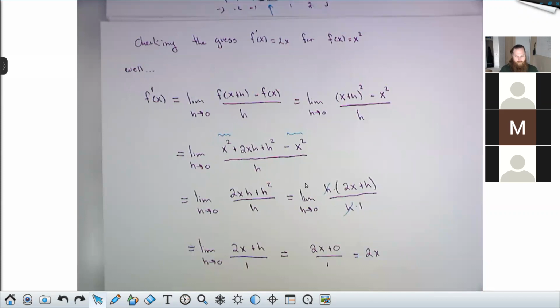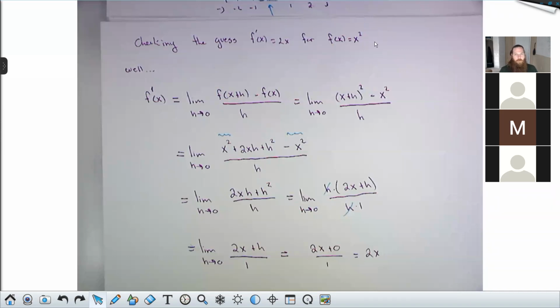Where did you get x plus h squared? So the function f here is the squaring function. So f of anything is that thing squared. So f of x plus h is x plus h squared, because f of x is x squared. Remember how this works. F of dog would be dog squared.